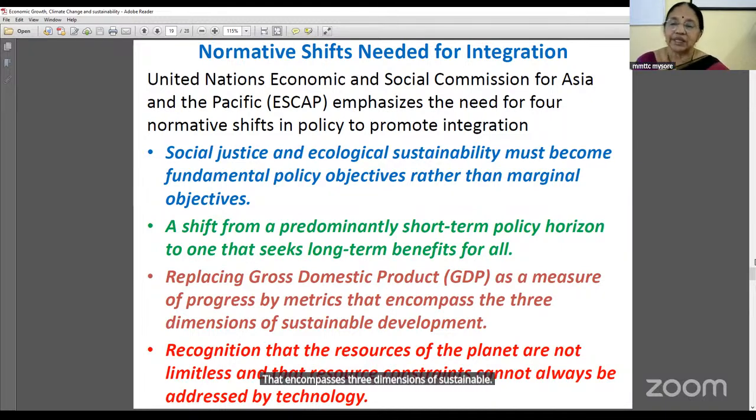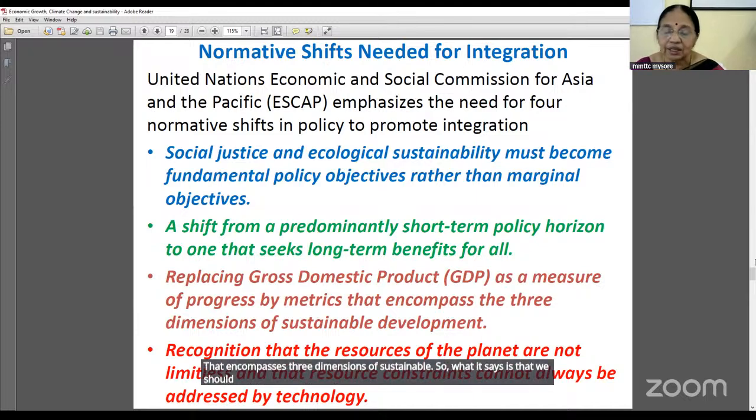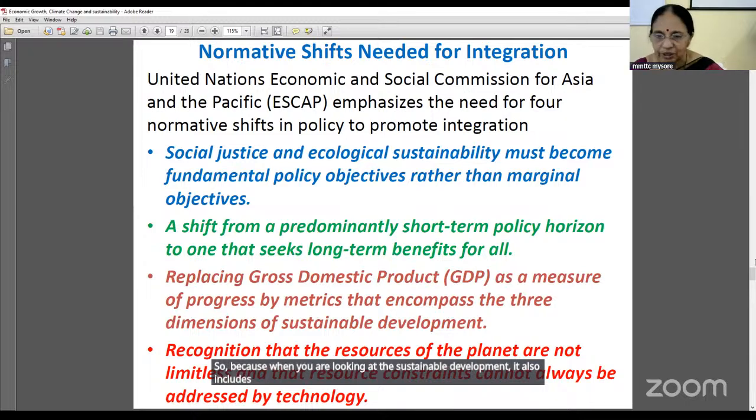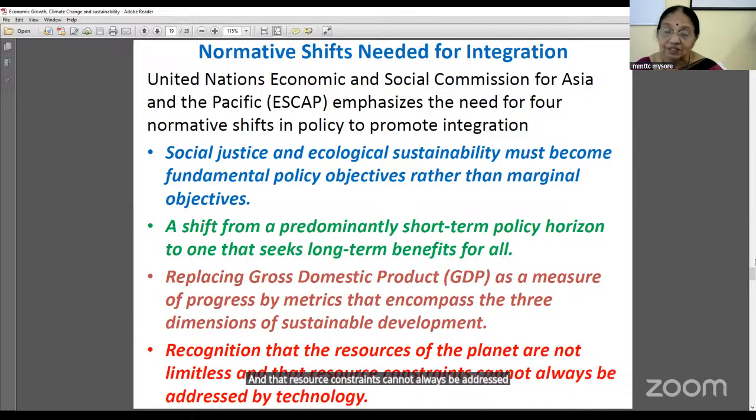So what it says is that we should stop looking at the progress of the country by looking at GDP, but we should look at the sustainable development of that country. Because when you are looking at sustainable development, it also includes all three dimensions. So the shift expected is from GDP to sustainable development. And the fourth is recognition that the resources of the planet are not limitless and that resource constraints cannot always be addressed by technology. This is very important.